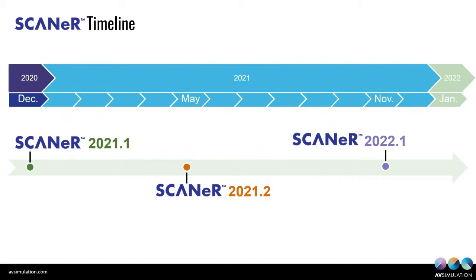So we are releasing the next version of SCANeR, the 2021.2, in May this year, and the next version will be the SCANeR 2022.1, which will be released by the end of this year in November.